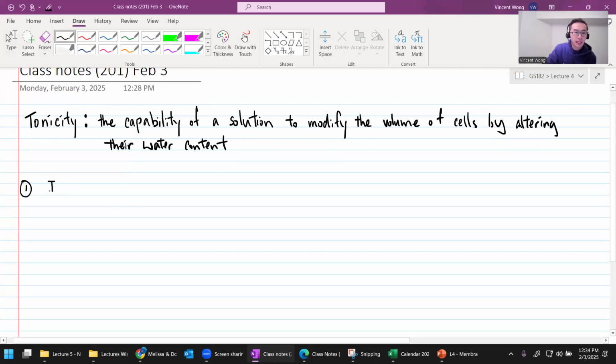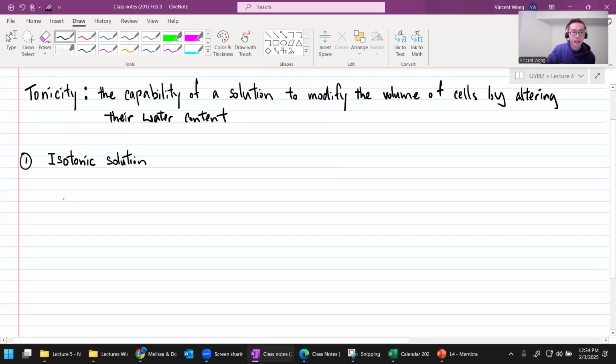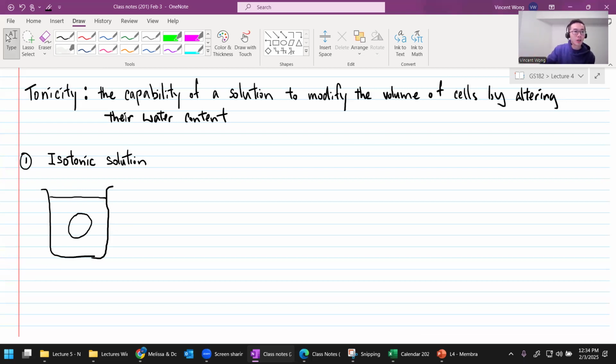Case number 1. It is the easiest to understand. It is called an isotonic solution. Okay, so I'm gonna put a beaker right here. It's like a glassware. Okay, and then I'm gonna put an animal cell in there. Okay, this is an animal cell. This is obviously not to scale. If you put an animal cell in a beaker, you won't be able to see it. It's like really small, right? It's microscopic, right? But anyways, here it is, an animal cell.